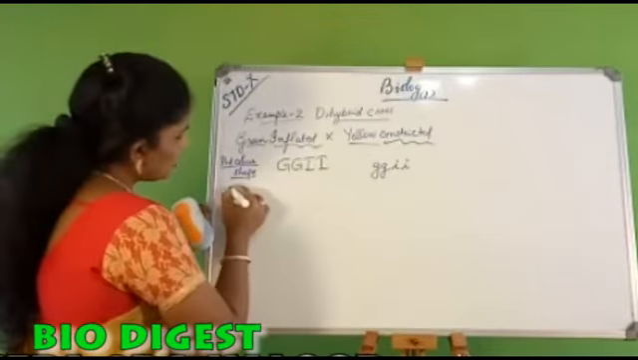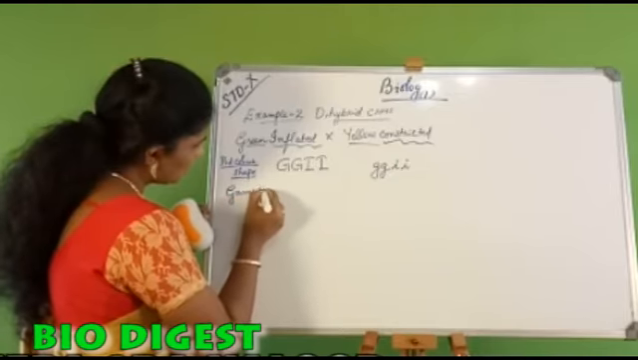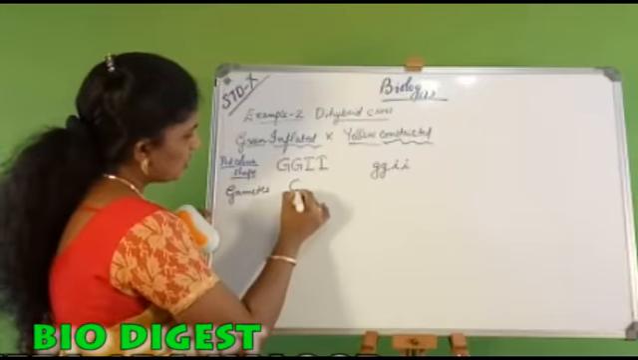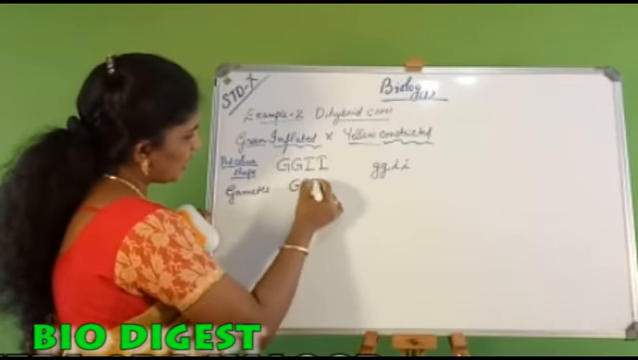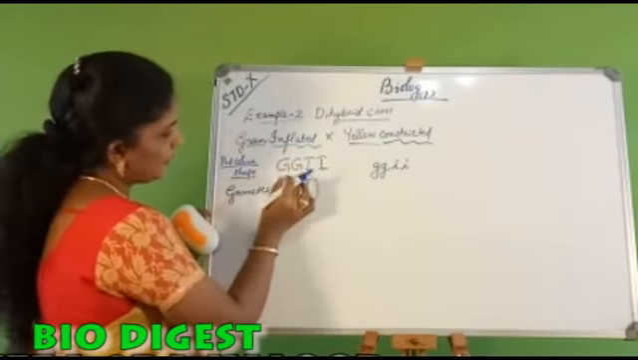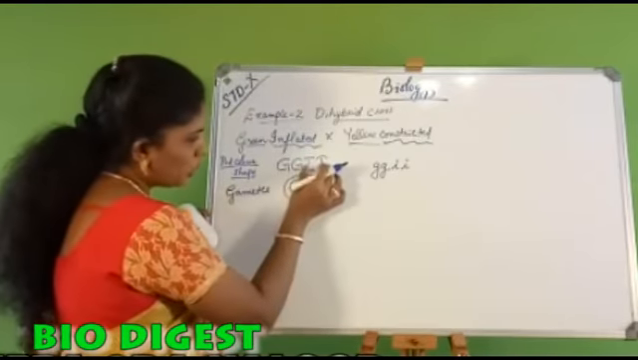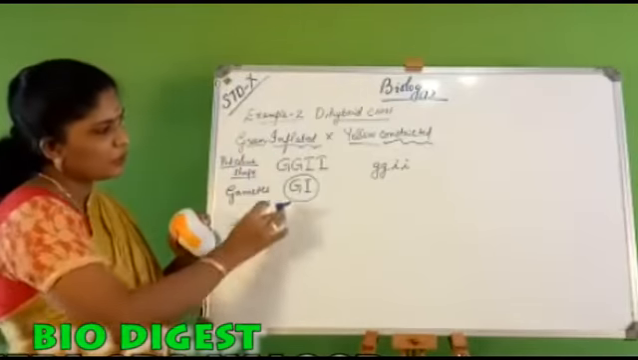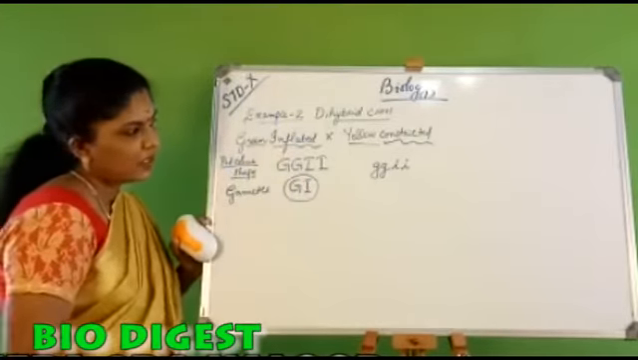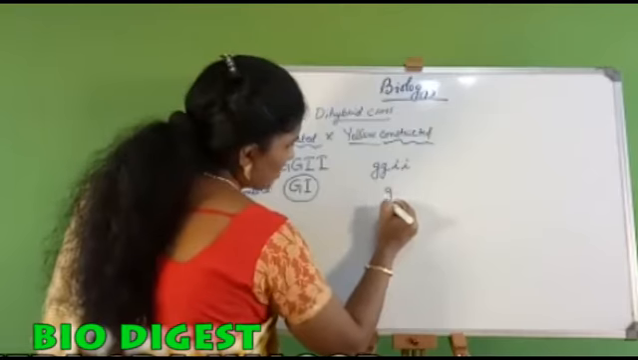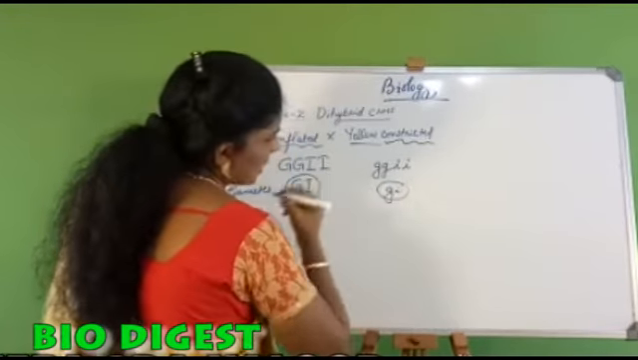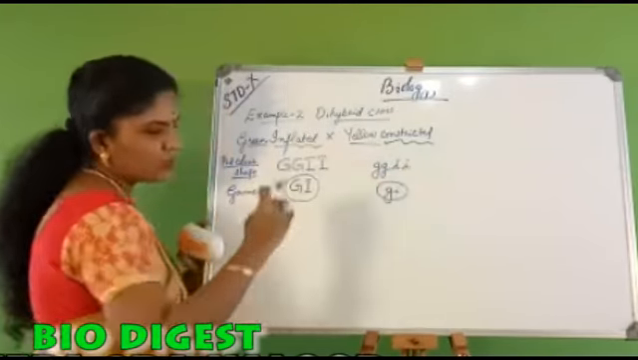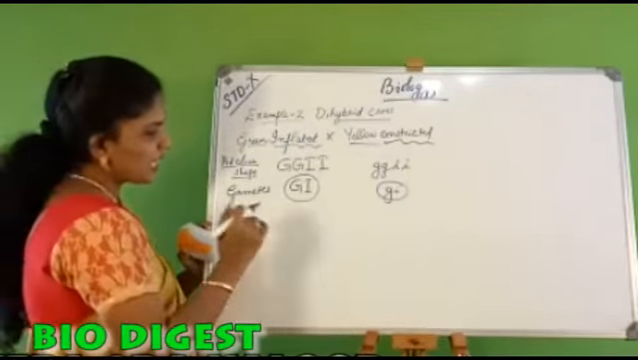Okay. Now coming to the gametes. What is the gamete produced in the first plant? Capital G and capital I. From both the capital G's, one G. From both the capital I's, one I. So that is the gamete produced in the first plant. Now what is the gamete of the second plant? This is the gamete. From both the small g's, one g, and from both the small i's, one i. Okay, so these are the gametes.